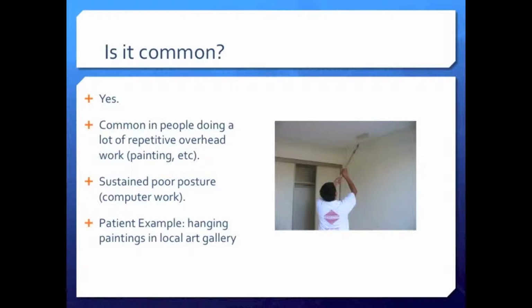Poor sustained posture, sitting at a computer with your shoulders hunched and your back curved, can also lead to pressure in the same structures and create shoulder impingement that way.